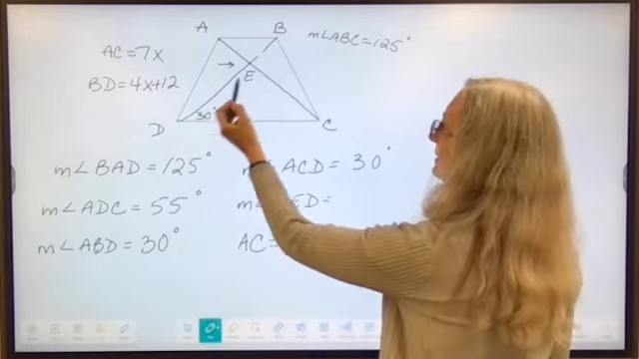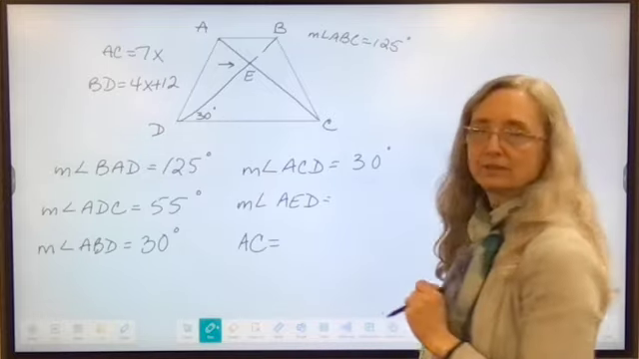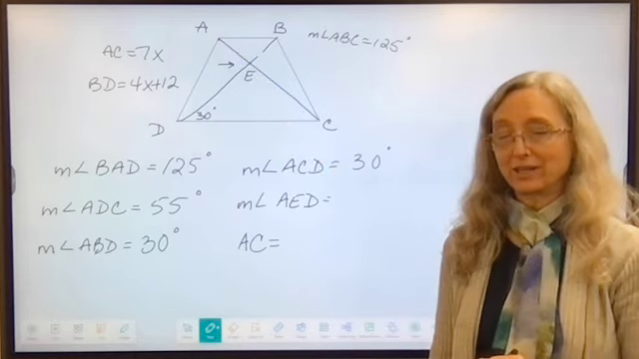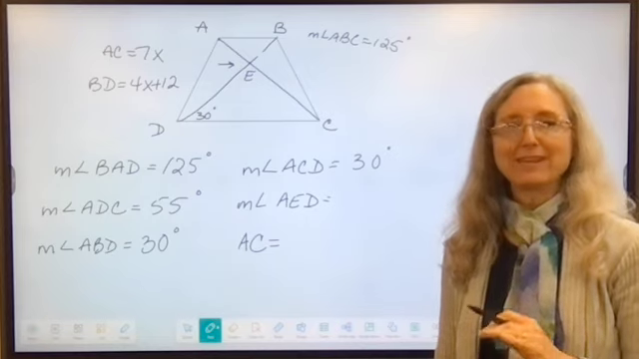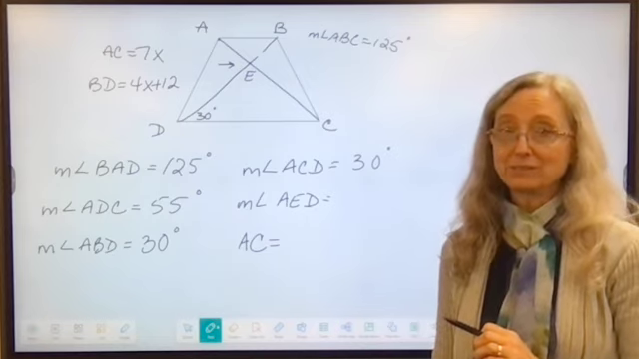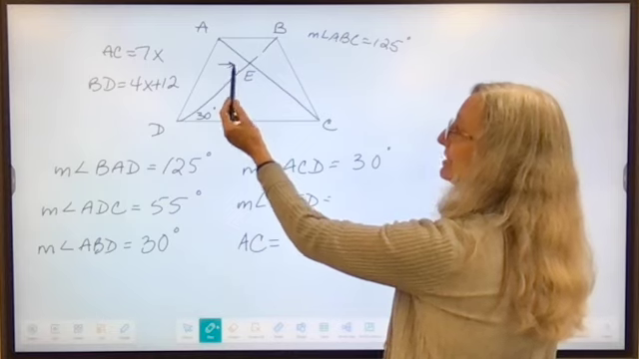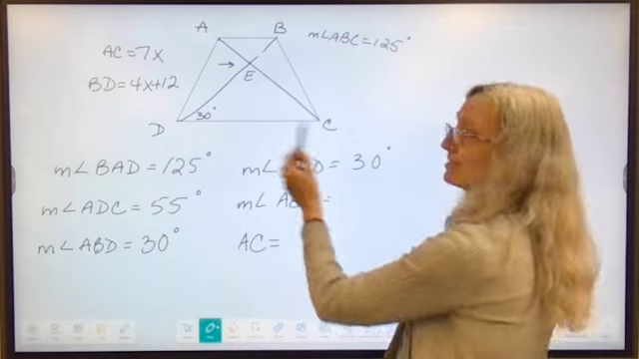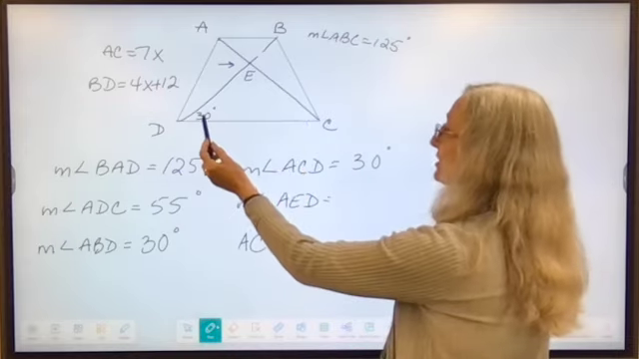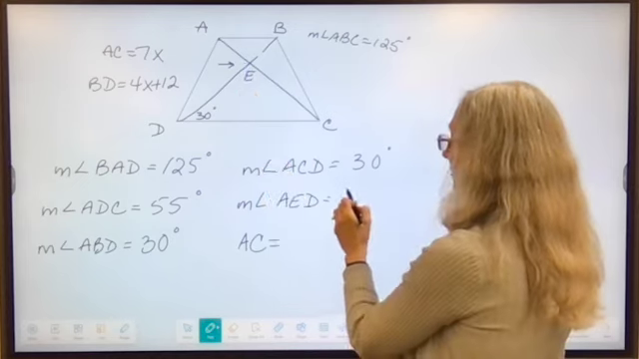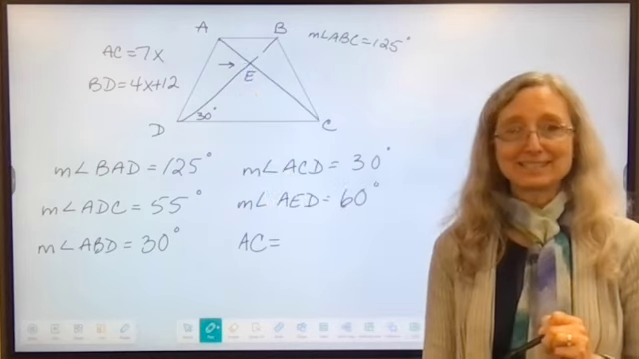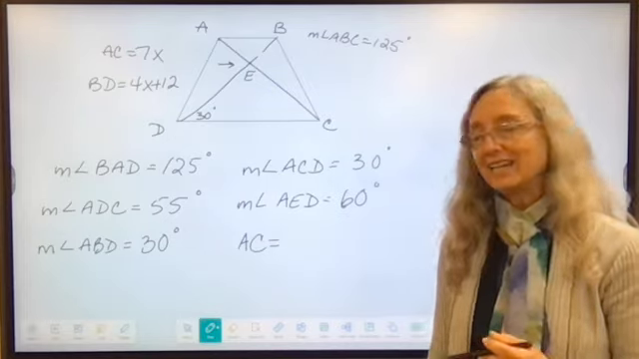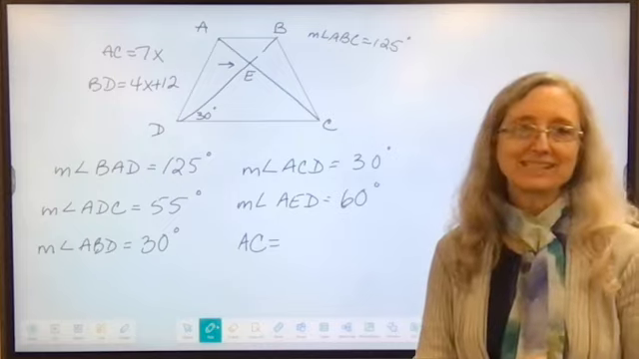If I look at DEC as a triangle, then that angle would be an exterior angle to that triangle, wouldn't it? Do you remember the exterior angle theorem? That exterior angle is equal to the two remote angles added together. Since this is 30 and this is 30, that would have to be 60 degrees. That one was trickier.